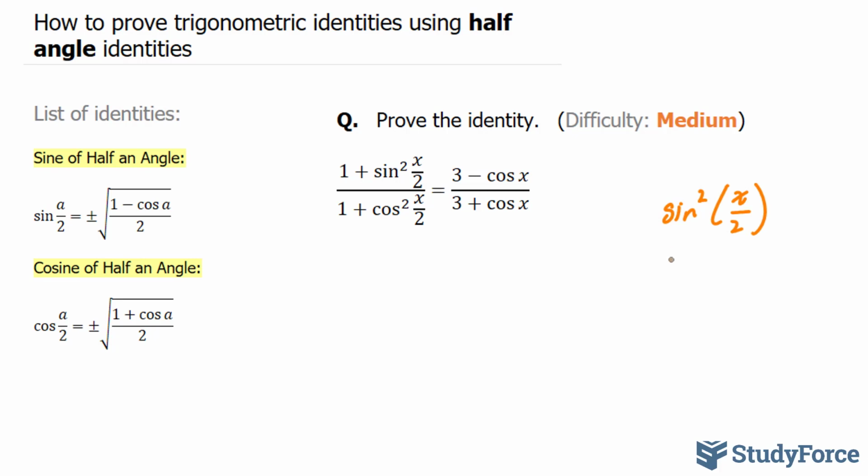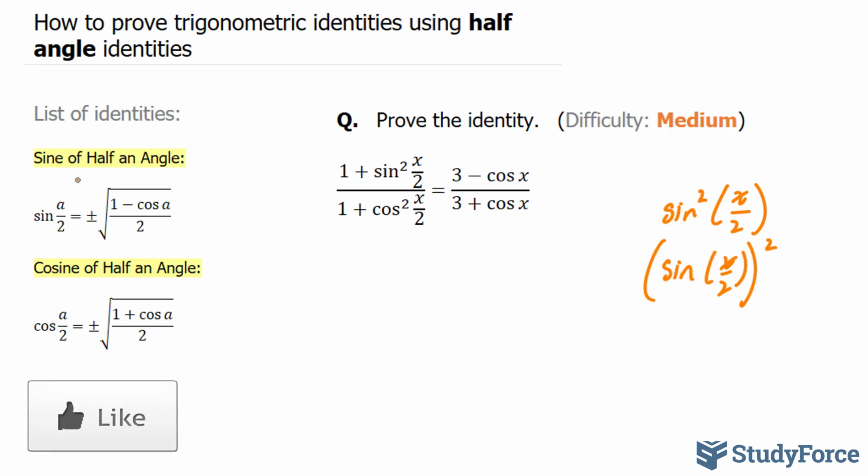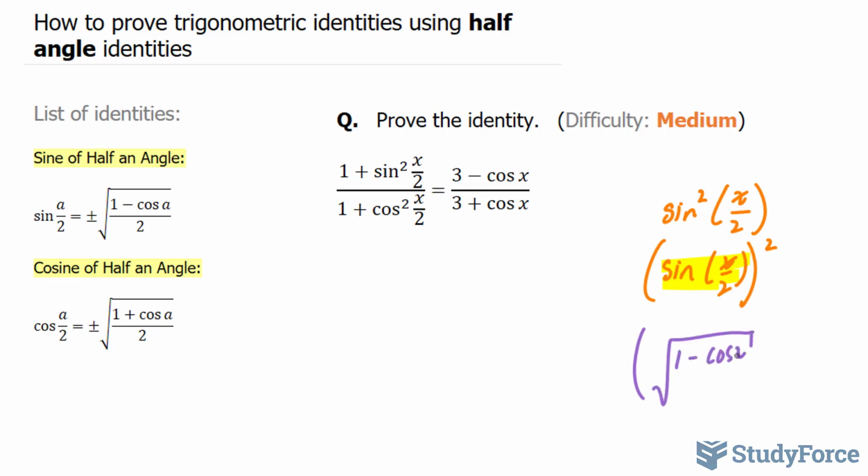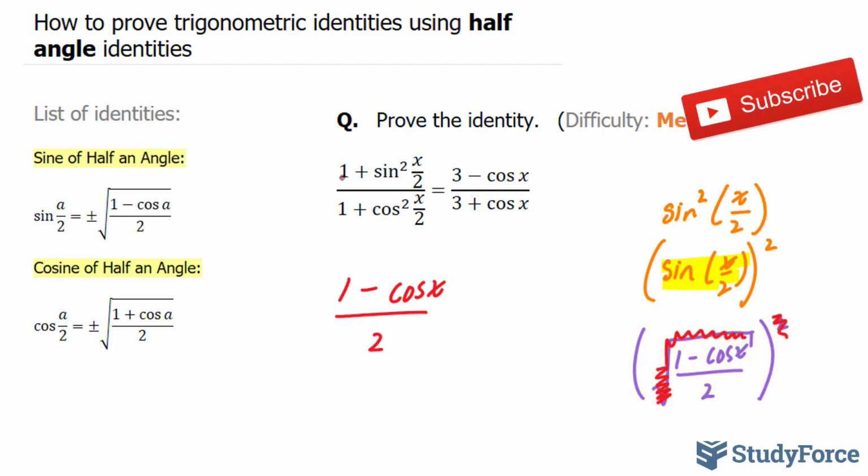Now, this is the same thing as saying sine x over 2, all powered to 2. With that in mind, if I use the sine half-angle identity, shown here, I can switch this part so that it looks like this, where I have the square root of 1 minus cosine x over 2 to the power of 2. We all know what happens when you square a square root. The square root disappears. So this goes away, and this 2 goes away, leaving us with, in the numerator position for the left-hand side, 1 minus cosine x all over 2. And of course, don't forget this plus 1.